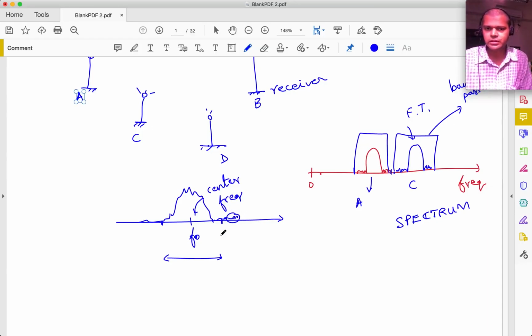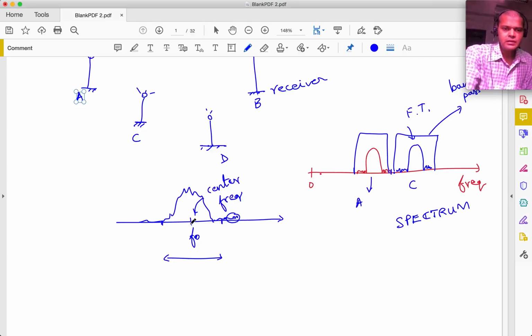You can show in theory it's impossible to have a signal which is limited in time and in frequency. Okay, that's possible to show. So there will be a little bit of spillover into the neighboring bands, but as long as it's small enough, it won't affect the other people much.